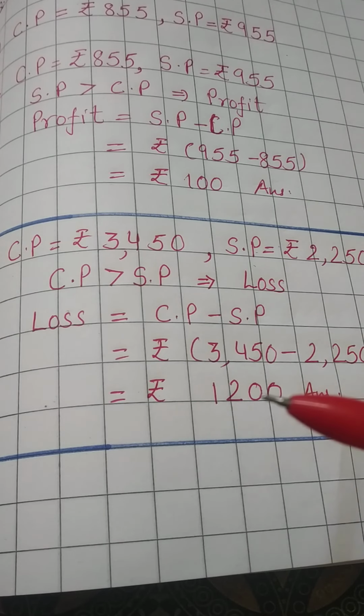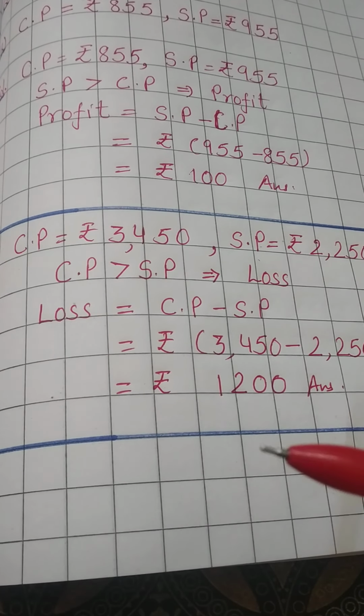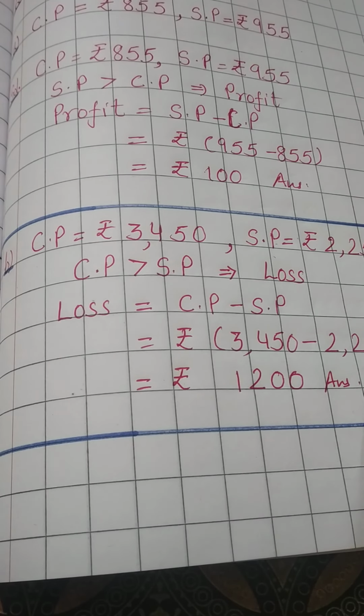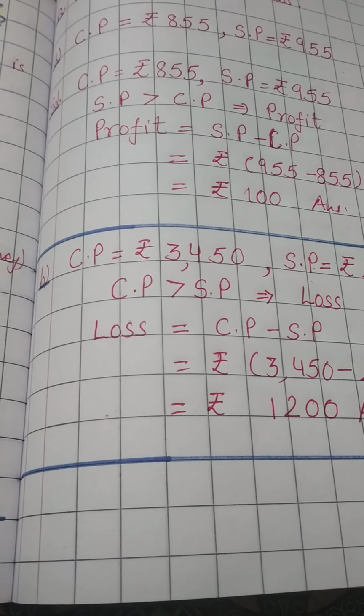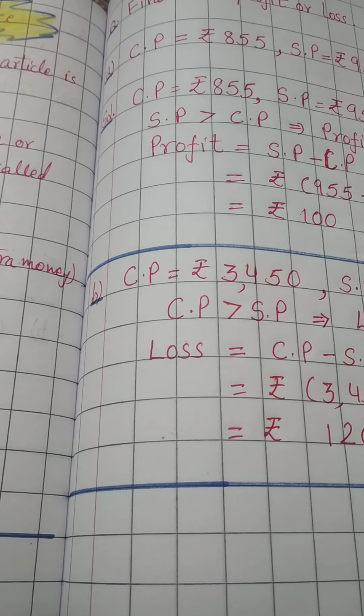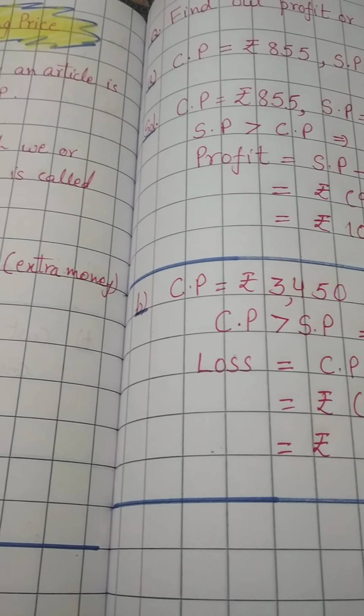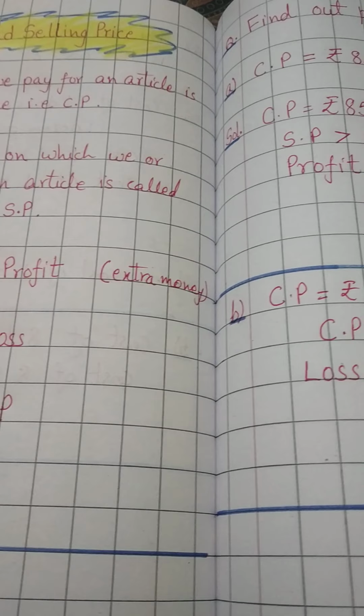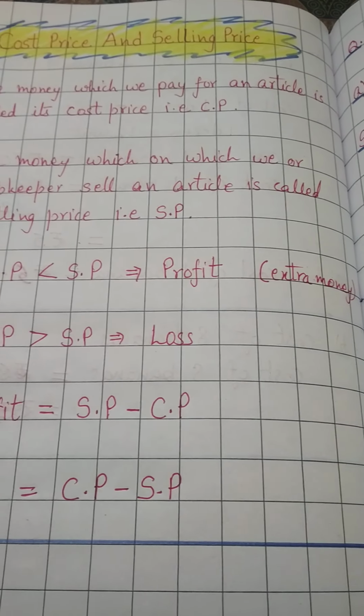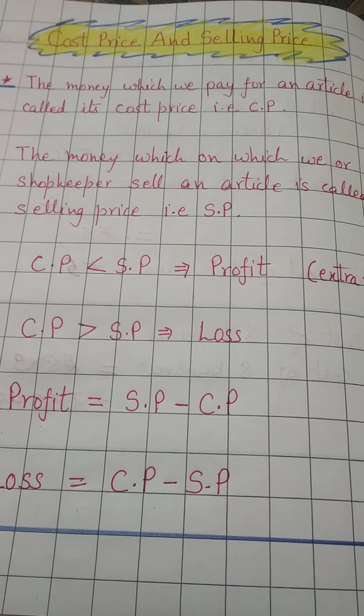One by one. So here the answer is 1200. So keep watching and please do more and more questions. Because of time limitation, I can take only a few questions to introduce you to the topic, and you can do more and more questions from your book.